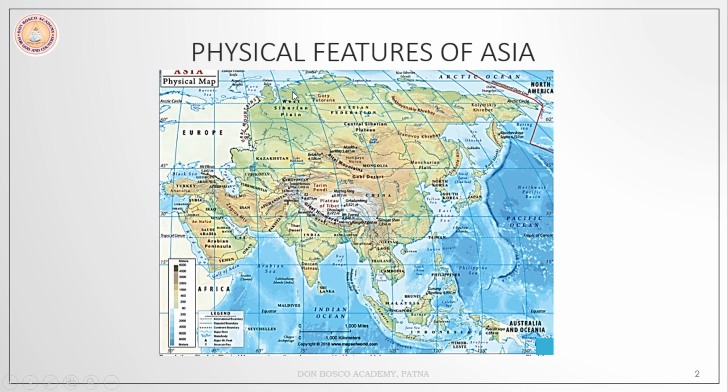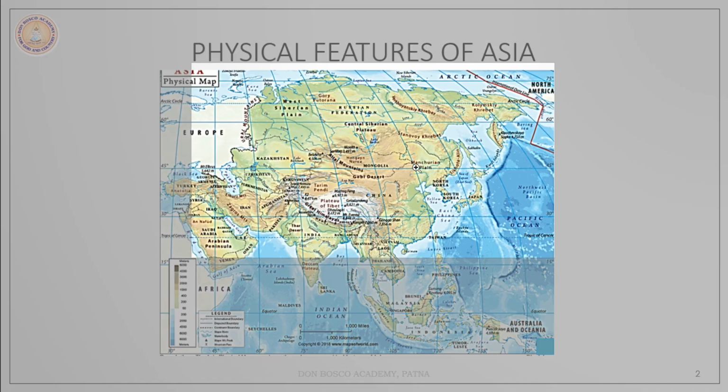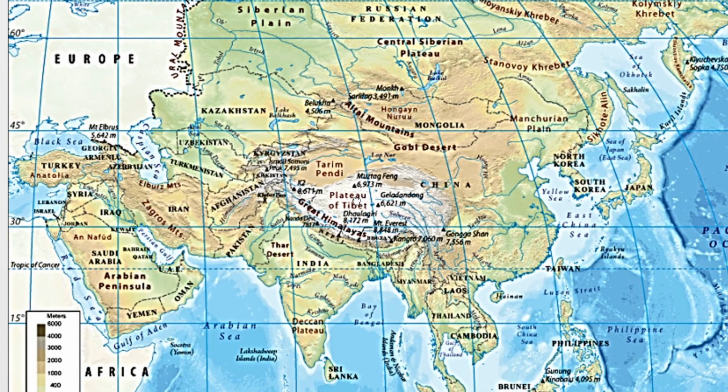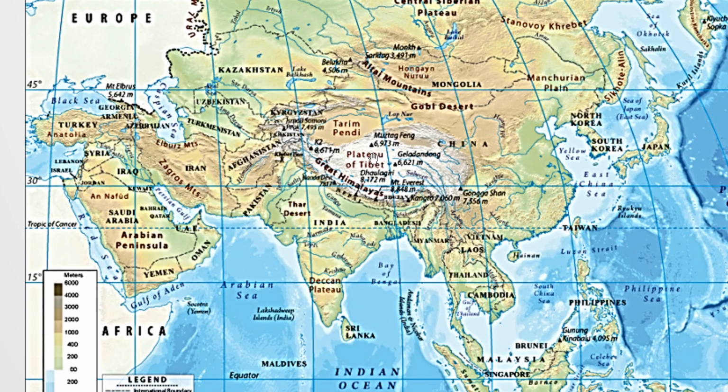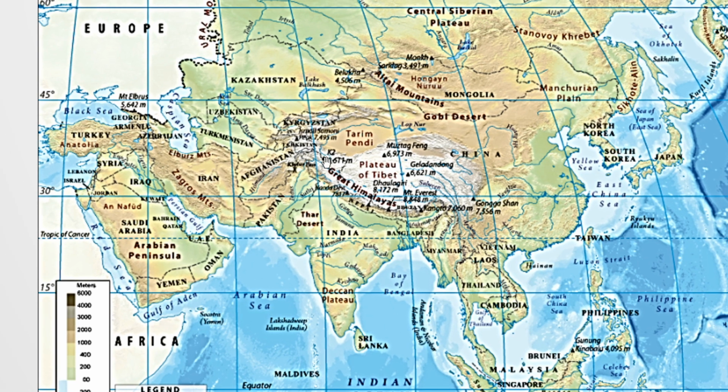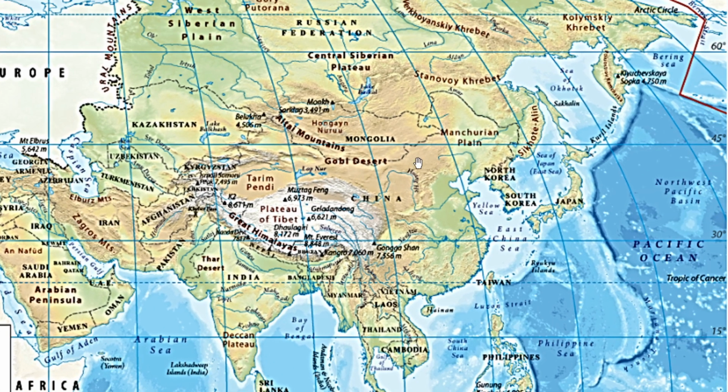Coming back to the physical map of Asia, the next topic of discussion is the fertile plains. The fertile plains of Asia have been formed by major rivers which normally take their source from the central mountain system. Let's start from the east.